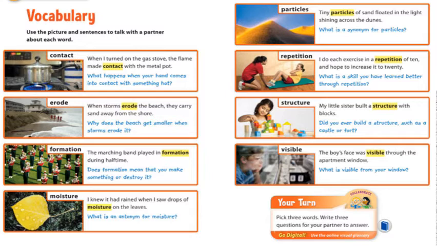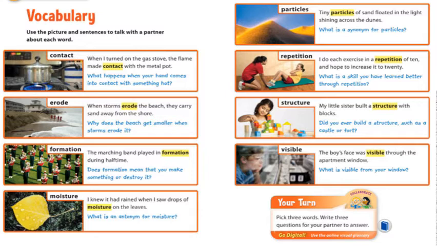The sixth word is repetition. What is repetition? I do exercise in a repetition of 10 and hope to increase it to 20. So this girl is making an exercise. What does she do? She does it for the first time as 10 times. Then she repeats it as 10 times. Then also she repeats it. Every time she repeats it, she hopes that she can increase it by 1 or 2 in order to reach the 20 number. So here there is an act of repetition.